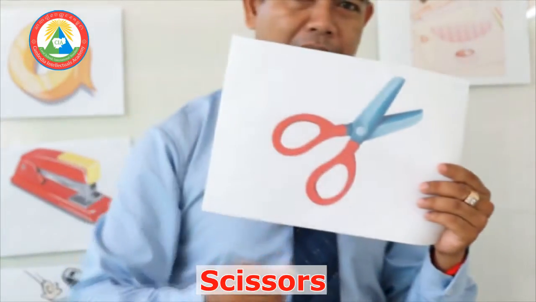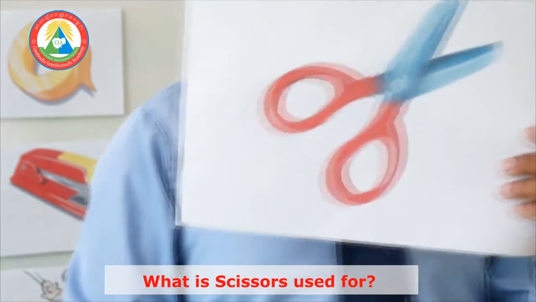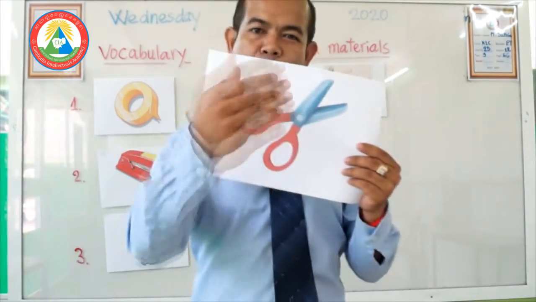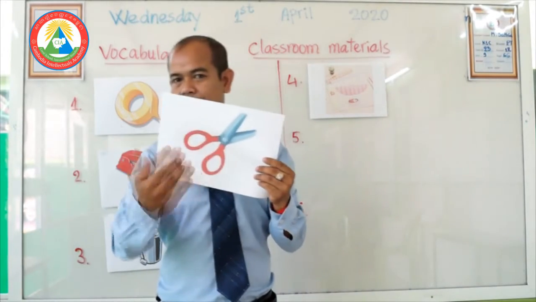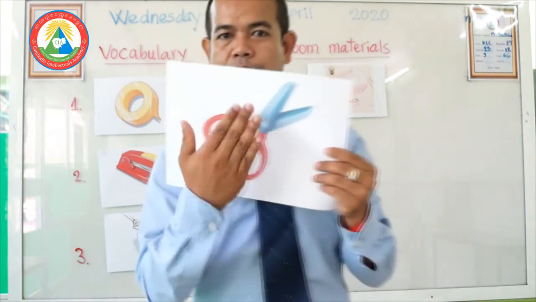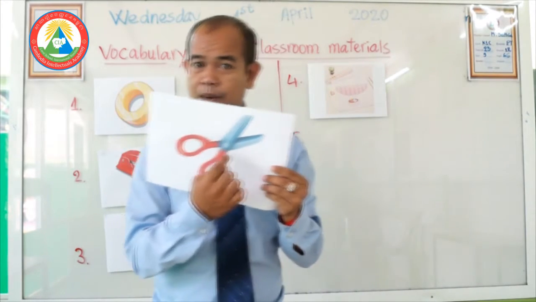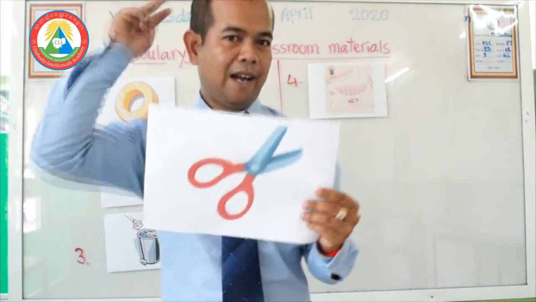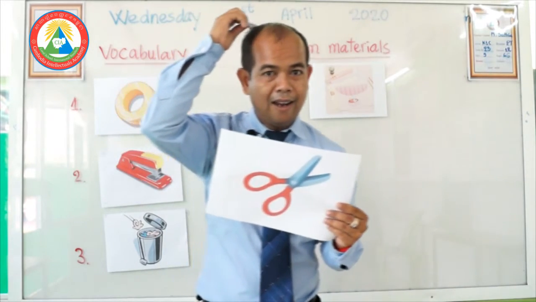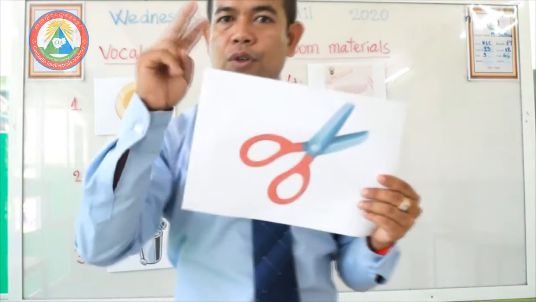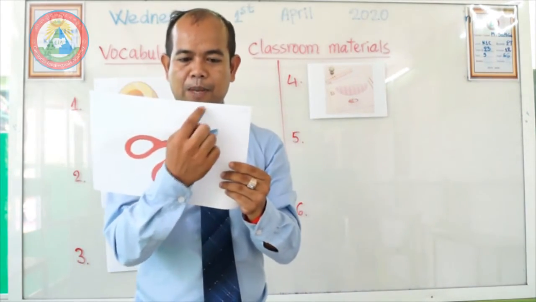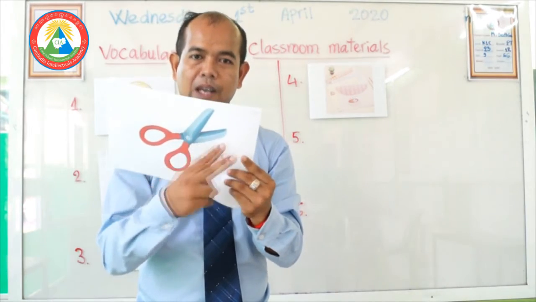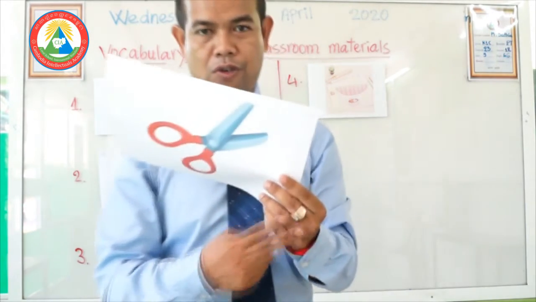Scissors. And what are scissors used for? Now, I will present a little more description about what this material is used for. This material is used for cutting paper, clothes, hair, consisting of two sharp blades. It's very sharp, yeah. When you use it in the wrong way, it could cut your fingers or your flesh.